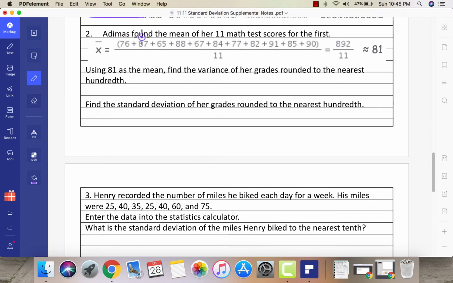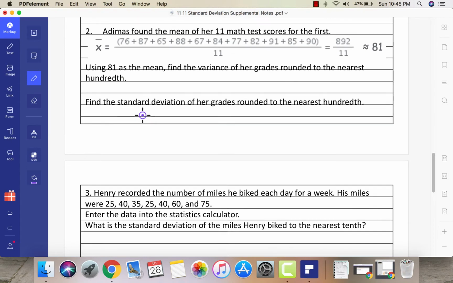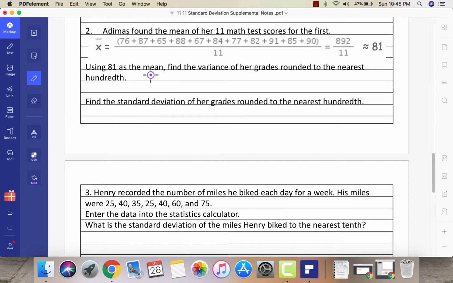Amy found the mean of her 11 math scores for the first. Okay, using 81 as the mean, find the variance of her grades, rounded to the nearest hundredth. Then find the standard deviation of her grades. So we are going to do this without a calculator. Or we can use a calculator, it's up to you. But this one, we are not using a calculator.